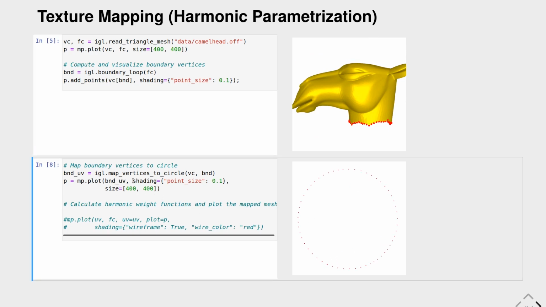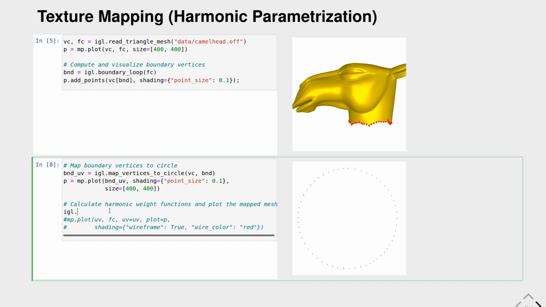Once this is done, we can use these coordinates of the vertices on the circle as input to our next function, and these are the boundary positions for calculating these harmonic weight functions. So we calculate two harmonic weight functions for u and for v, and these can then be used as uv parameters for the vertices of the original mesh.